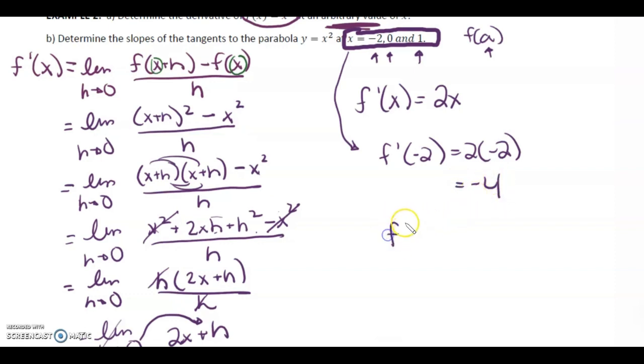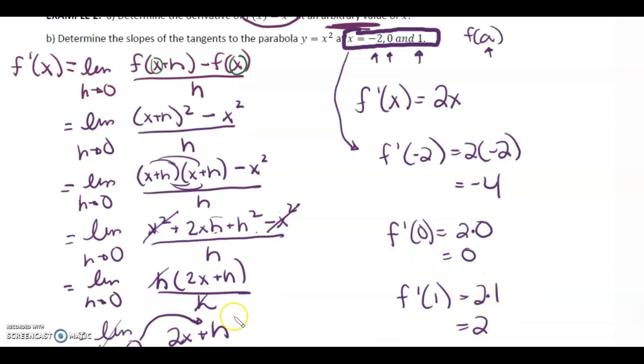Okay, we can say, what's f prime at 0? Well, 2 times 0 is 0. And then we can say, what's f prime at 1? We can say 2 times 1 is just 2. So what we can do here is take the general form for the derivative and find derivatives along that entire parabola, right? So the slopes are going to be different. If we look at tangent lines, they're going to have different slopes all the way around, right?